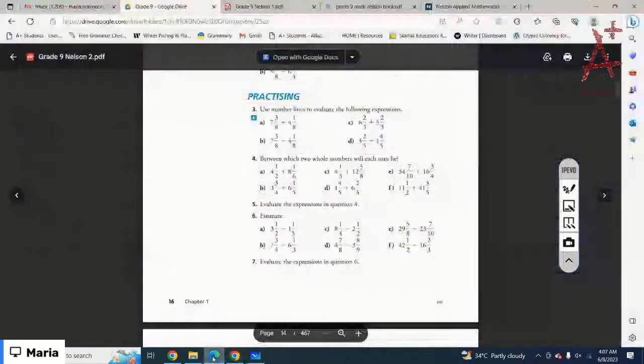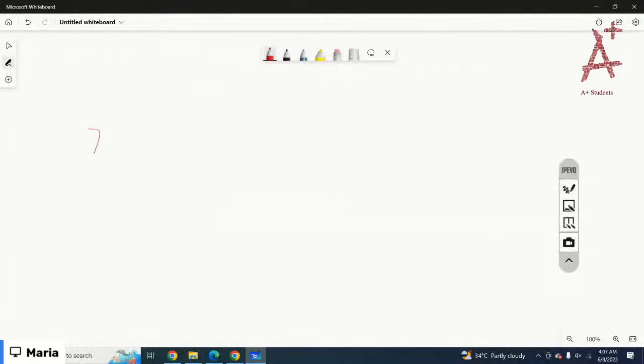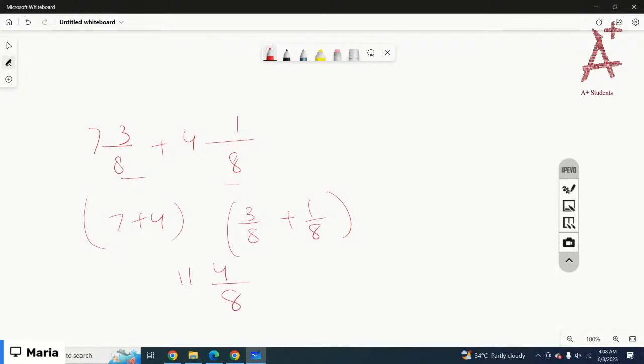7 whole 3 over 8 plus 4 whole 1 over 8. Okay, see, they have the same denominators. Got it? You can simply add their whole numbers like 7 plus 4, and their fractional part, 3 over 8 plus 1 over 8, because they have the same denominators. So it would be 7 plus 4 is 11, and 3 plus 1 is 4. It would be 11 whole 4 over 8. Got it?